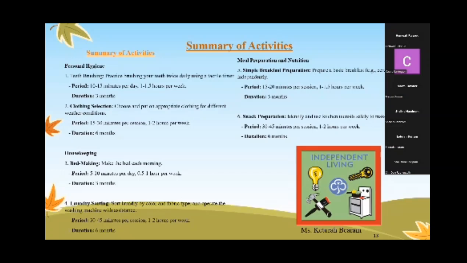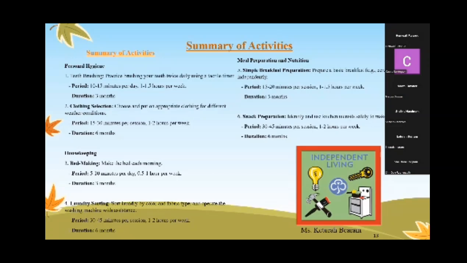Simple breakfast preparation. Prepare a basic breakfast, for example, cereal and milk, independently. This period will be for 15 to 20 minutes per session, 1 to 1.5 hours per week. The duration will be for 3 months.